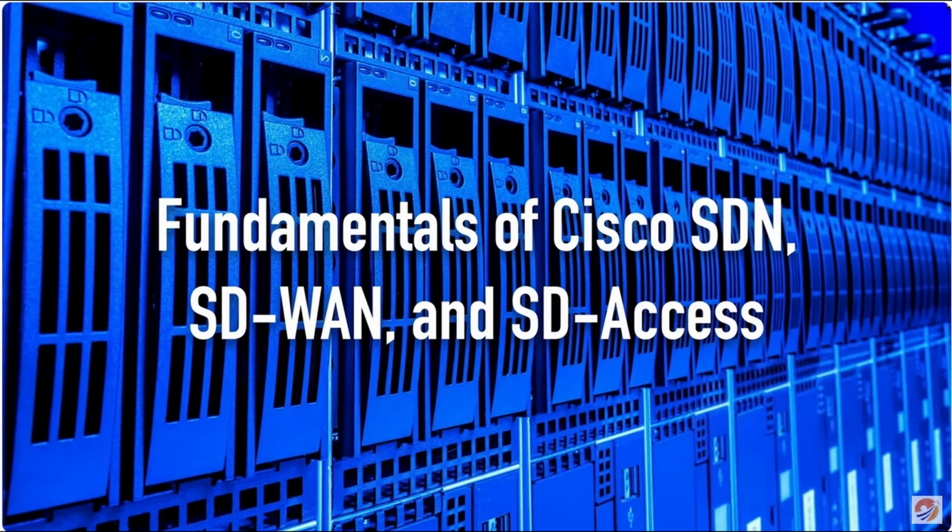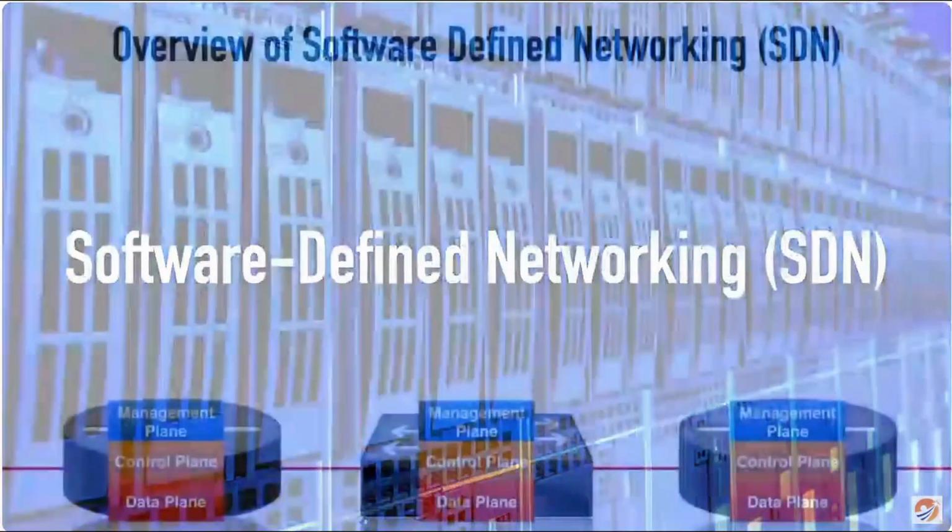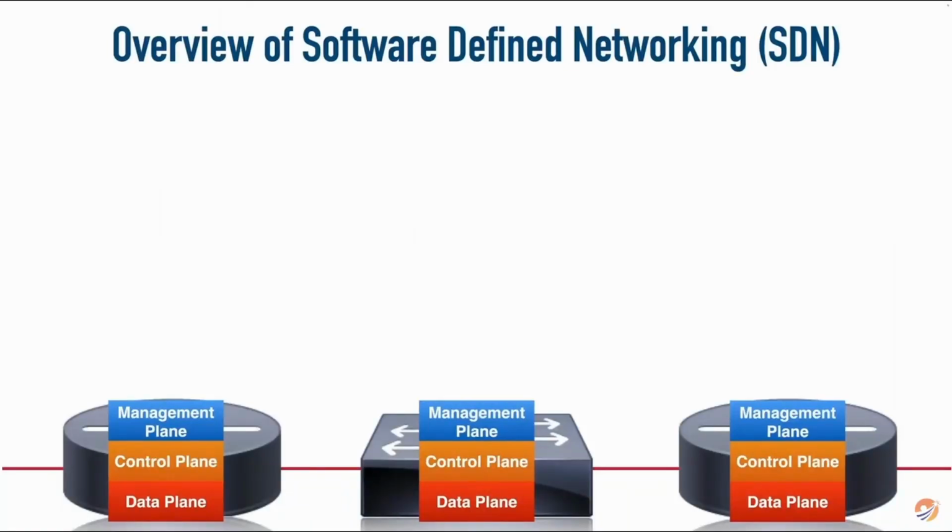Now let's begin our software defined journey by taking a look first at software defined networking, or SDN. And I want us to consider some traditional networking devices like routers and switches. They have three different planes of operation. They have the data plane, which is concerned with getting a frame or a packet in one interface and out of the egress interface as quickly as possible.